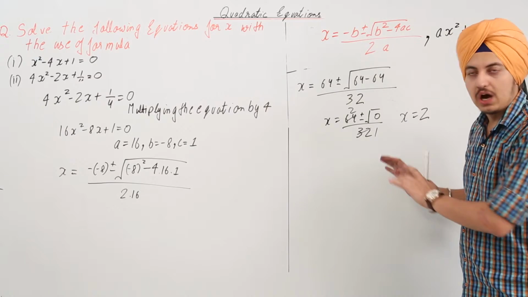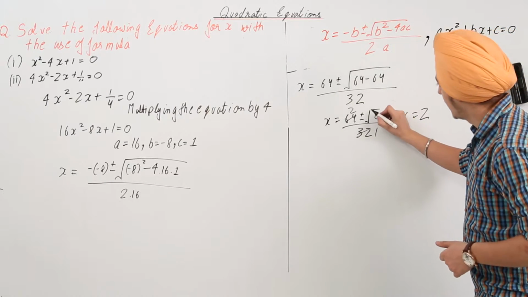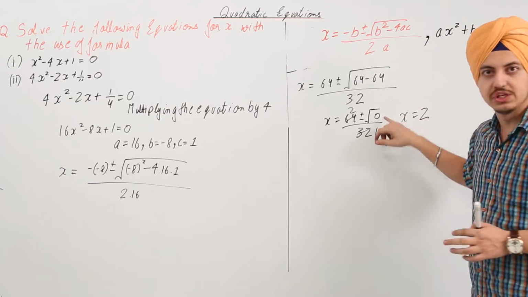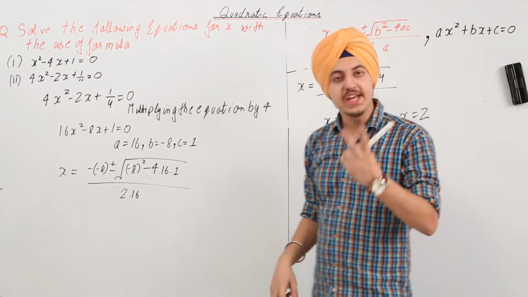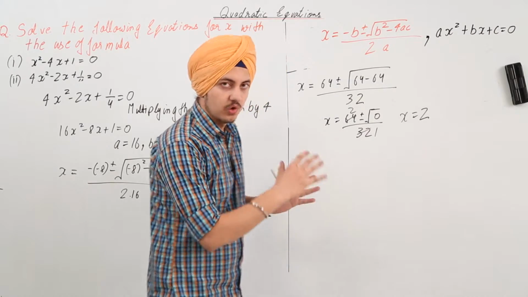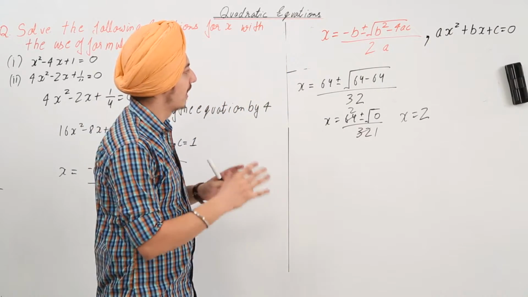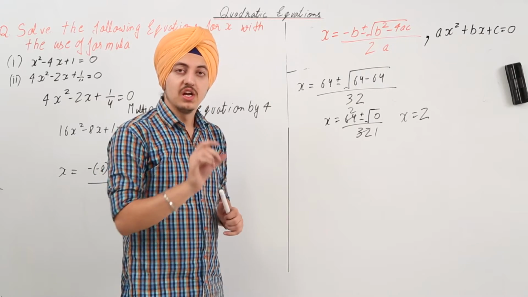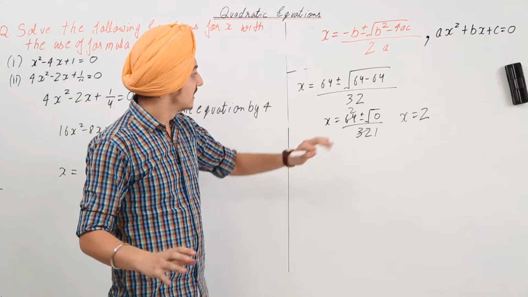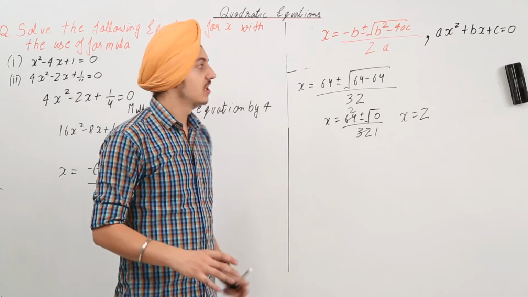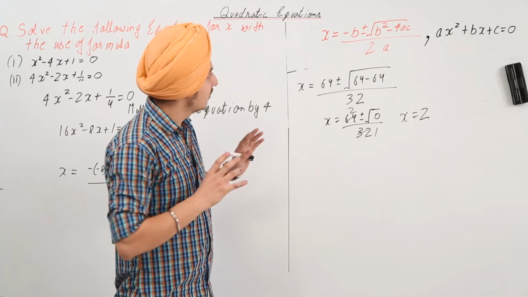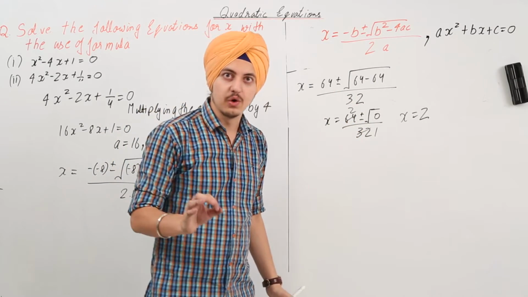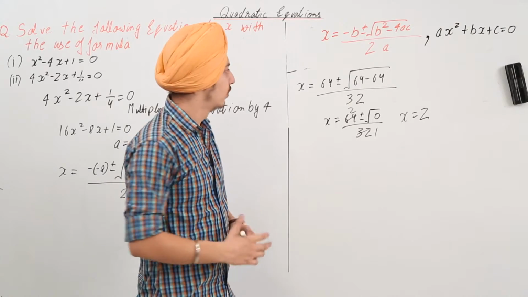How do we go about this now? Whenever the value under the root comes out to be equal to 0, we have two equal roots. As we also did one of the questions by factorization, in which after splitting the middle term and doing everything, the roots came out to be same. This is also the same case. Whenever applying the formula, we get the value under the root equal to 0. That means we have two equal roots.